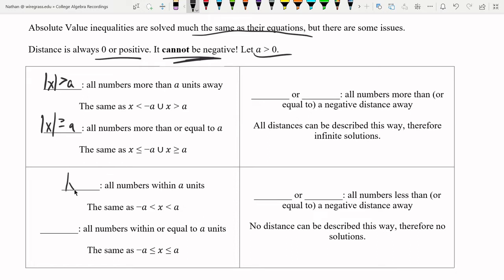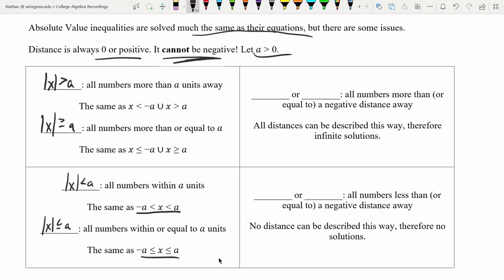This is the absolute value of x less than a, or the absolute value of x less than or equal to a. So this is everything on the inside of that circle. Or if it's equal to, it can be on the circle as well. This is the same thing as this compound inequality with the 3 parts, or if it's greater than or equal to.